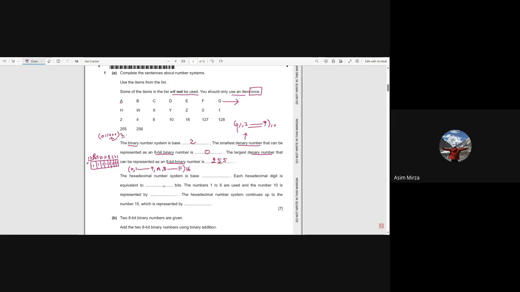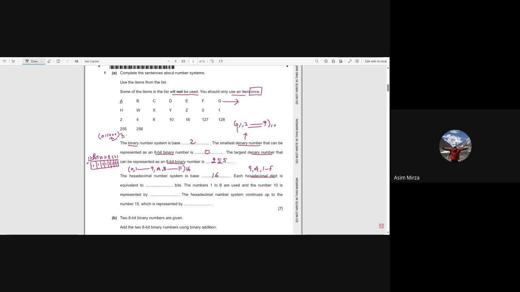Students, listen, these are the basic concepts, right? So the examiner actually checks your basic concepts. Up till now, he is talking about the binary system, the very first lesson of your syllabus, right? The hexadecimal number system is base 16. Okay. Each hexadecimal digit, no matter it's a 9, A, 1, 0, F, whatever, each hexadecimal digit is equivalent to what? How many bits?